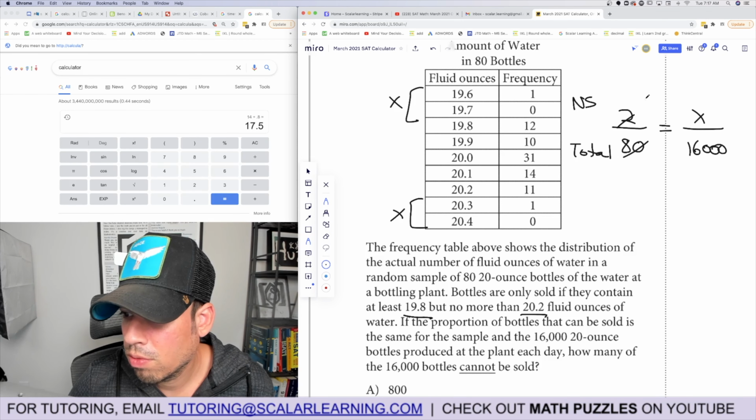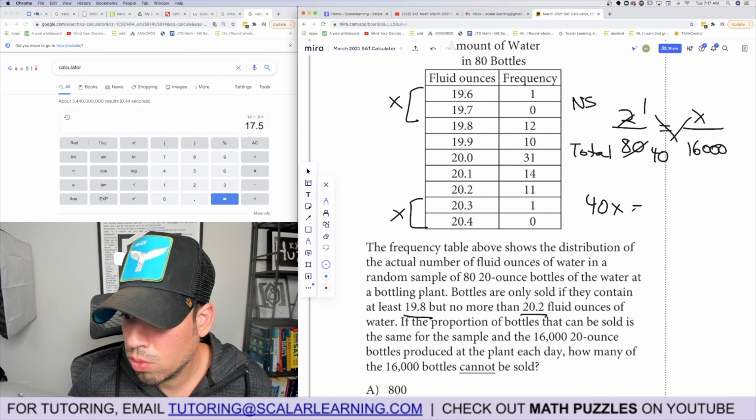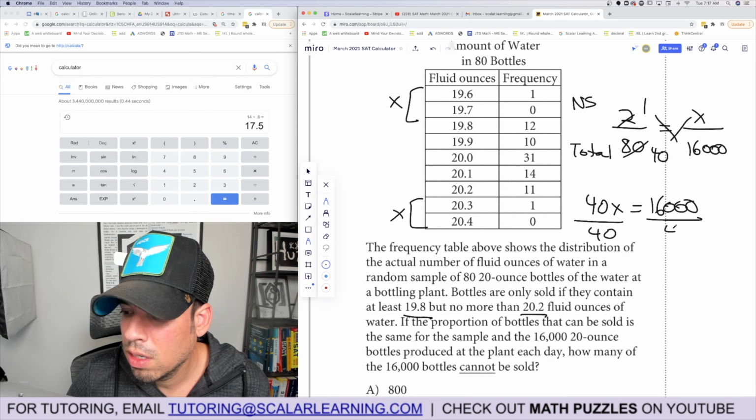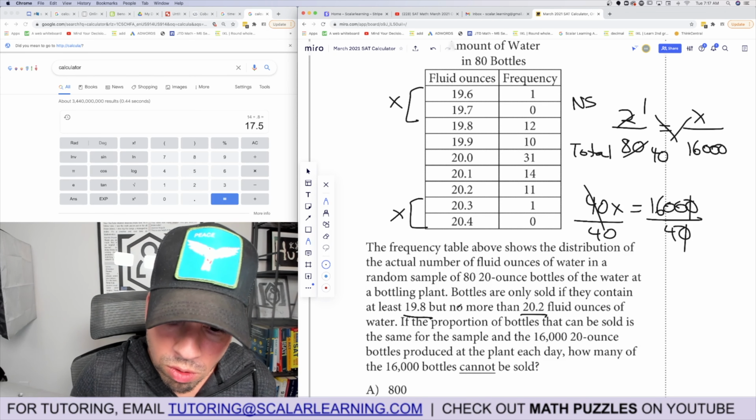We could simplify to 1/40th, then it's 40x equals 16,000. We can do this mentally if we want. It's totally fine. We just cancel, cross off a 0. 1,600 divided by 4 is 400.